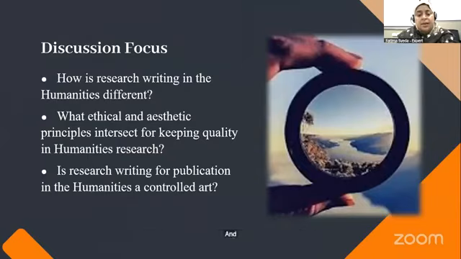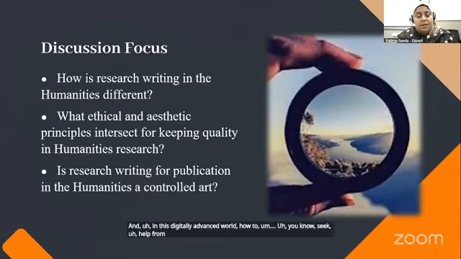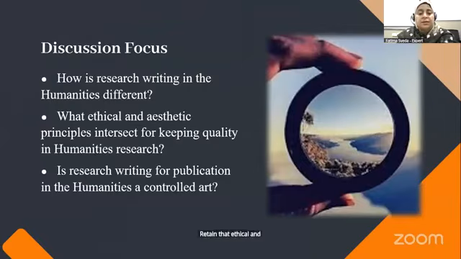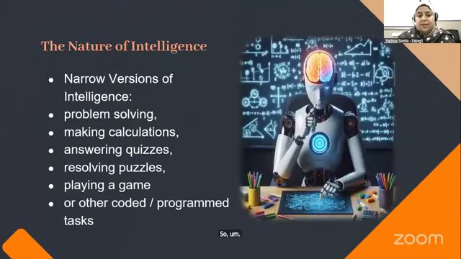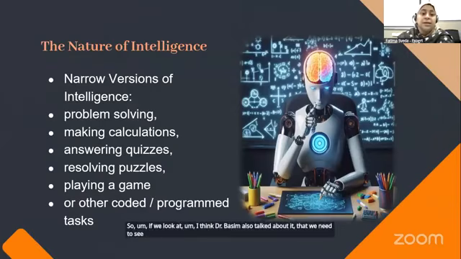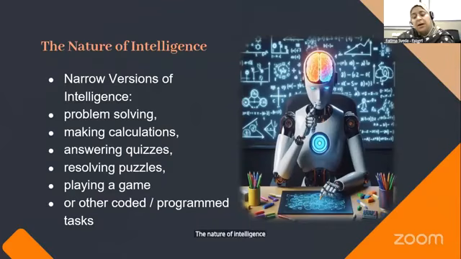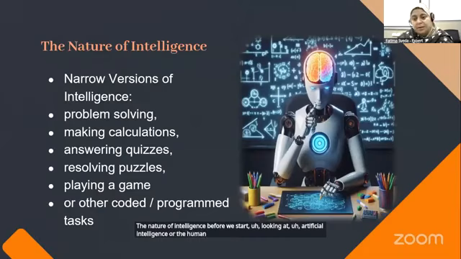And in this digitally advanced world, how do we seek help from these digital tools and at the same time retain that ethical and aesthetic appeal that's very essential to the discipline of humanities, again in general, and to literature in specific? I think Dr. Wasim also talked about it, that we need to look at the nature of intelligence before we start looking at artificial intelligence, or human intelligence, or the comparison of the two.